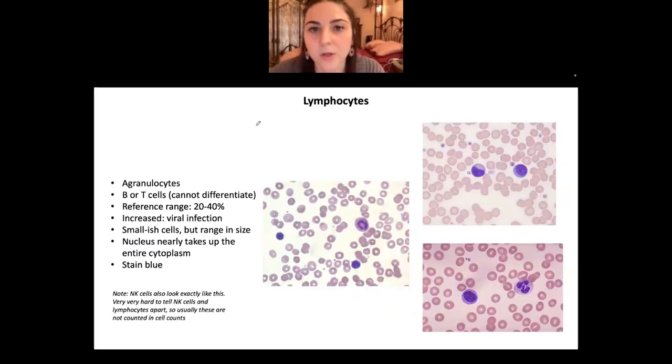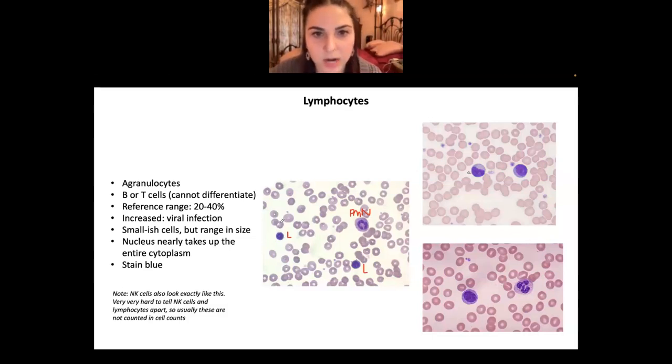Okay. So next are lymphocytes. We talked about neutrophils, bands, hypersegs. So here's lymphocytes. In this image, just for an example, this is a neutrophil, a PMN. These are lymphocytes. See how they're a little bit smaller than neutrophils, but the nucleus takes up the majority of their cytoplasm. That's an indication that it's a lymphocyte.